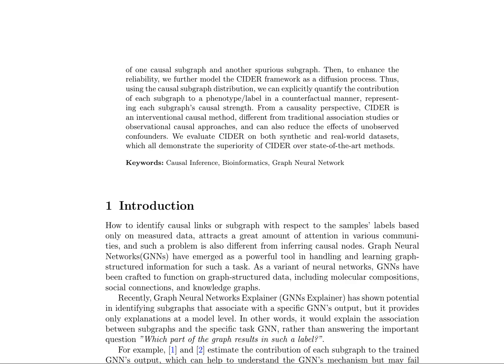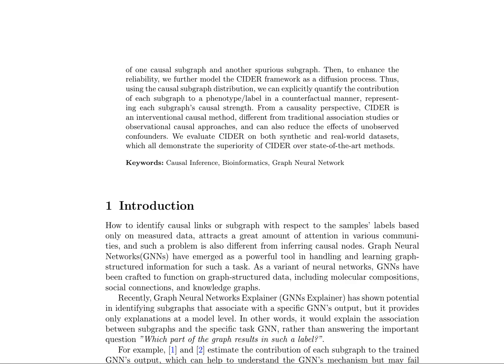CIDER, or Counterfactual-Invariant Diffusion-based GNN explainer, is a novel framework designed to identify causal links or subgraphs with respect to sample labels based on measured data. This approach addresses the limitations of traditional association studies and observational causal methods, which fail to provide causal explanations. By modeling the graph as a diffusion process, CIDER enables the explicit quantification of each subgraph's causal strength in a counterfactual manner, reducing the effects of unobserved confounders and providing a more reliable approach to causal inference.